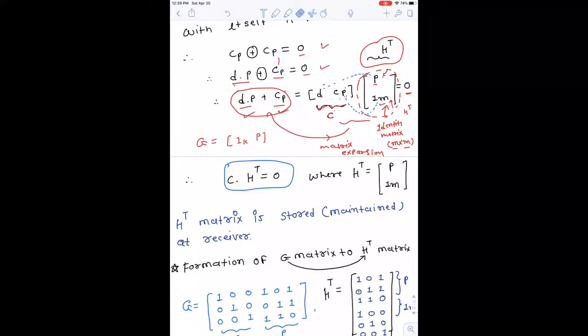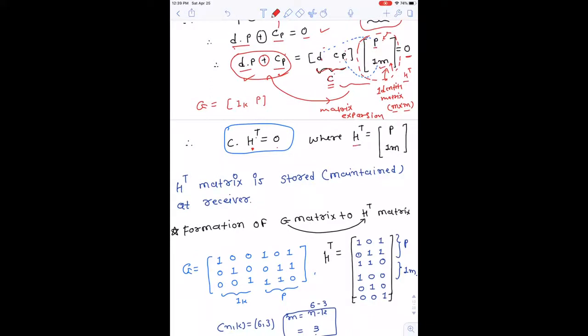After this modification, this part is C and the next part is HT. So C into HT, where T stands for transpose and H is the H matrix, so the transpose of the H matrix would be 0. And we can define HT separately as the parity matrix P and IM. This HT matrix is very important because it is stored or maintained at the receiver, in the memory of the receiver.